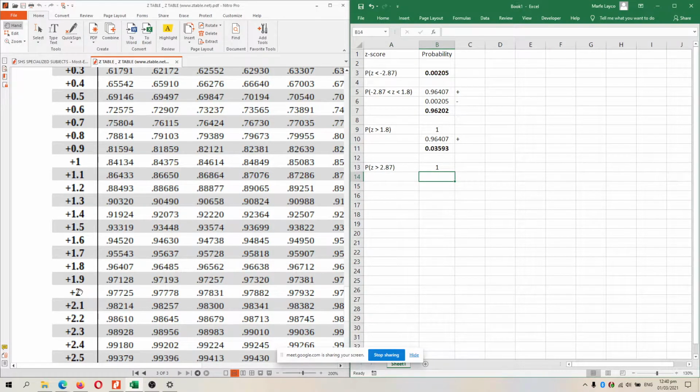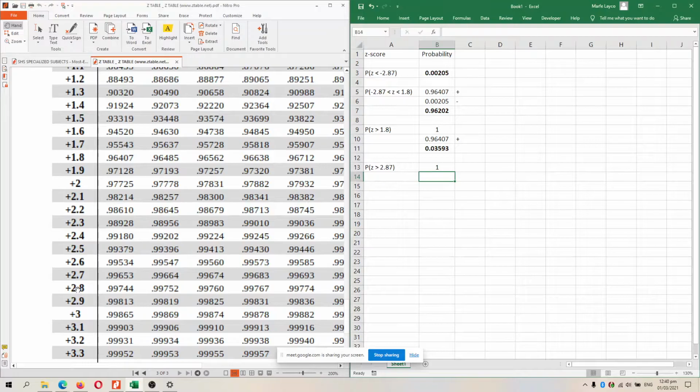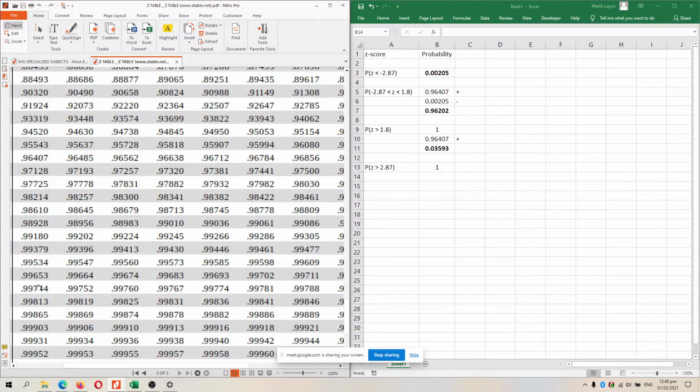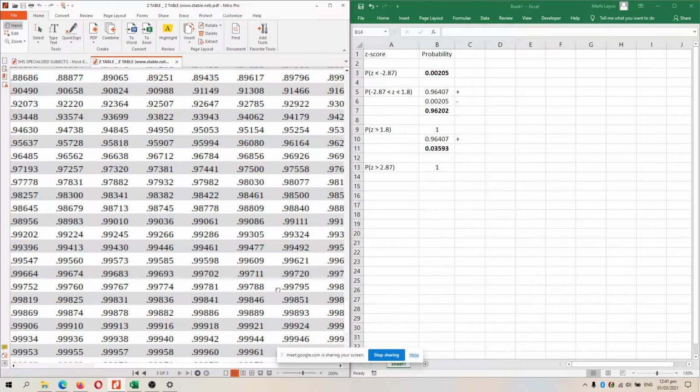Kaso hindi pa yun hinanap natin. 2.8, that is the 2.8, 7 siya. So 0, 1, 2, 3, 4, 5, 6, and 7. So, dito siya banda. Ito siya, 0.99795. Tapos, i-deduct lang ulit natin: 1 minus ito. So, ito yung sagot natin.